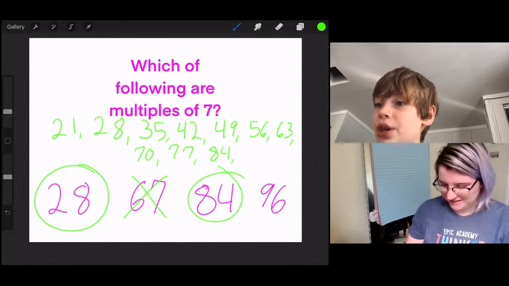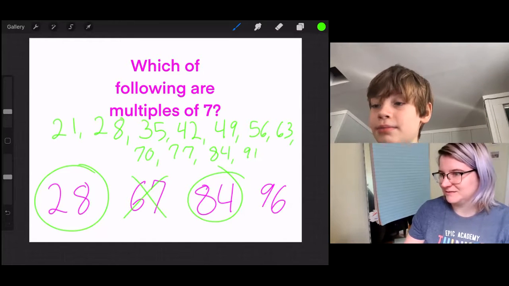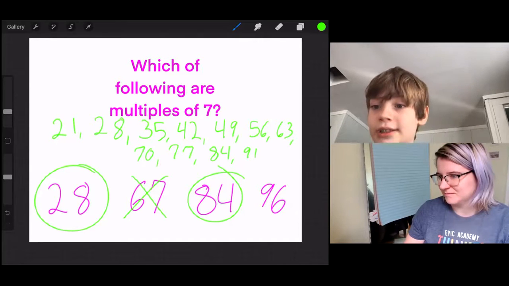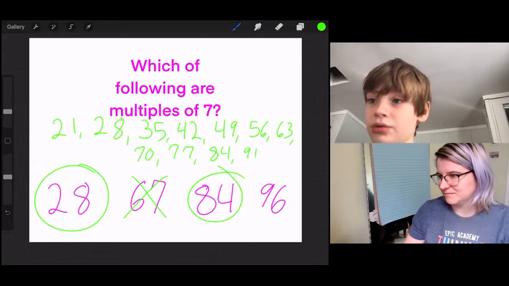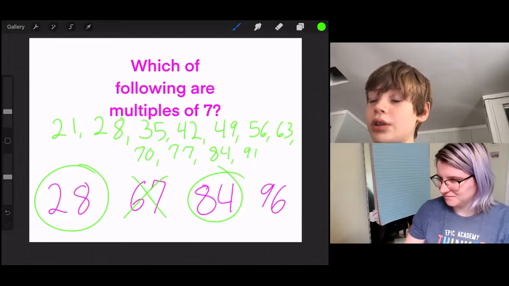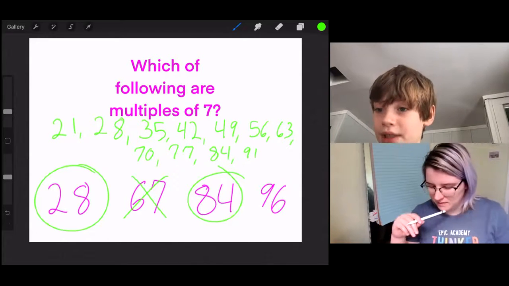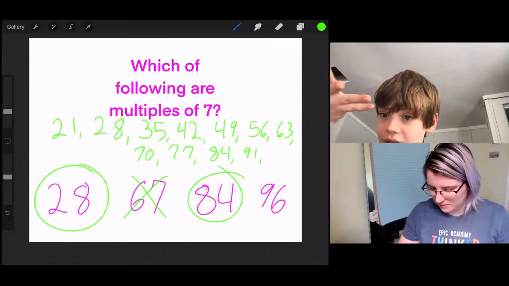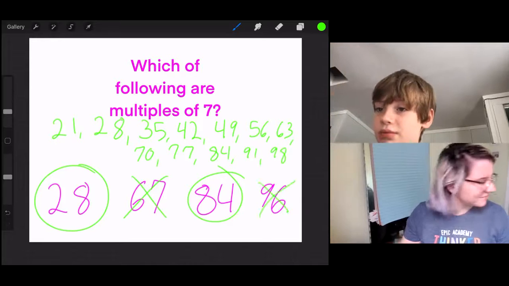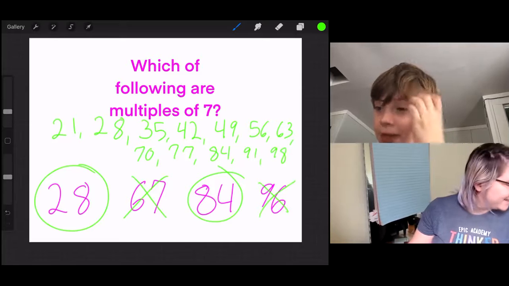91. So we know automatically that 96 is not a multiple of 7 because that would be 2 less than 7. 96 is 2 less than 91. So wait, 91. The answer is 98. If you add 7 to 91, then the answer would be 98. So we have skipped 96.